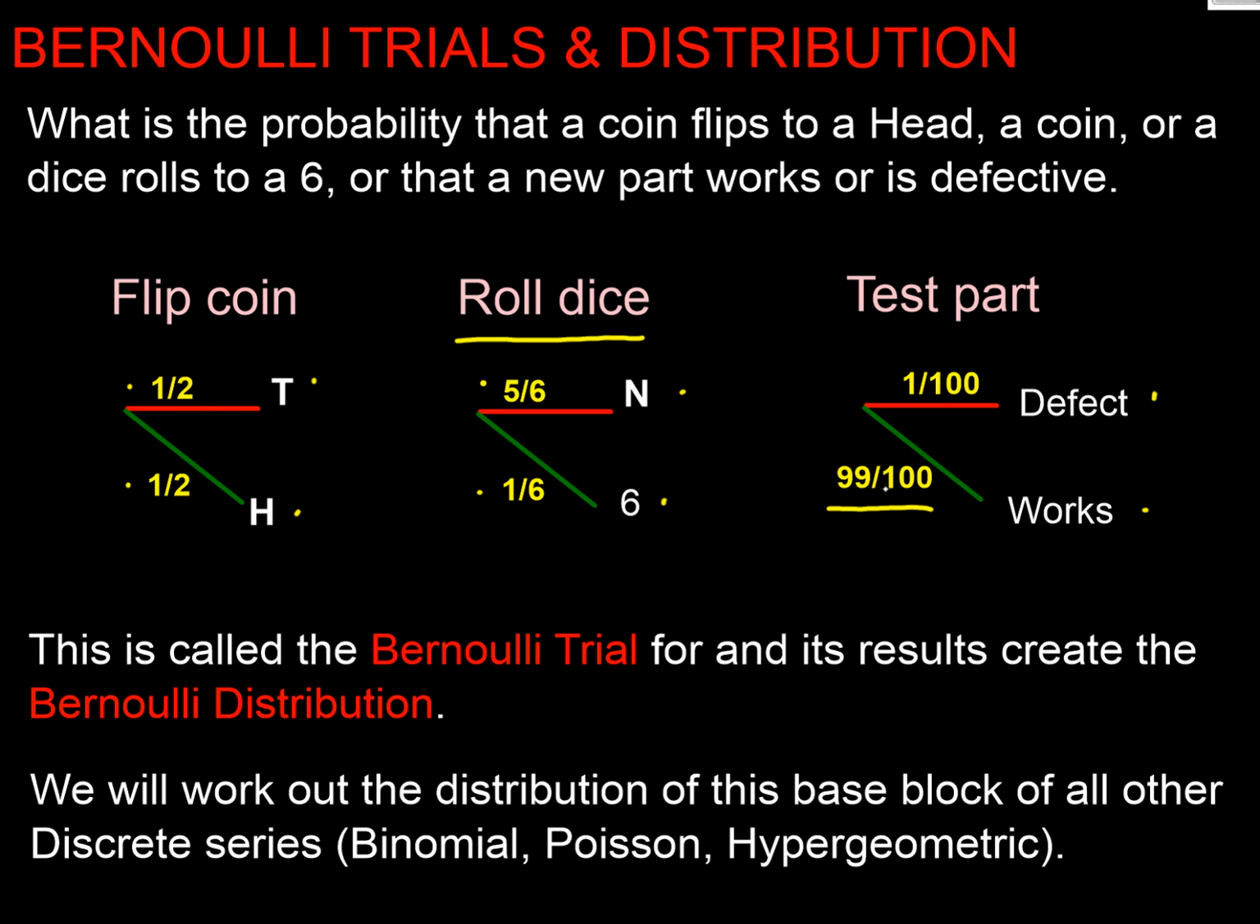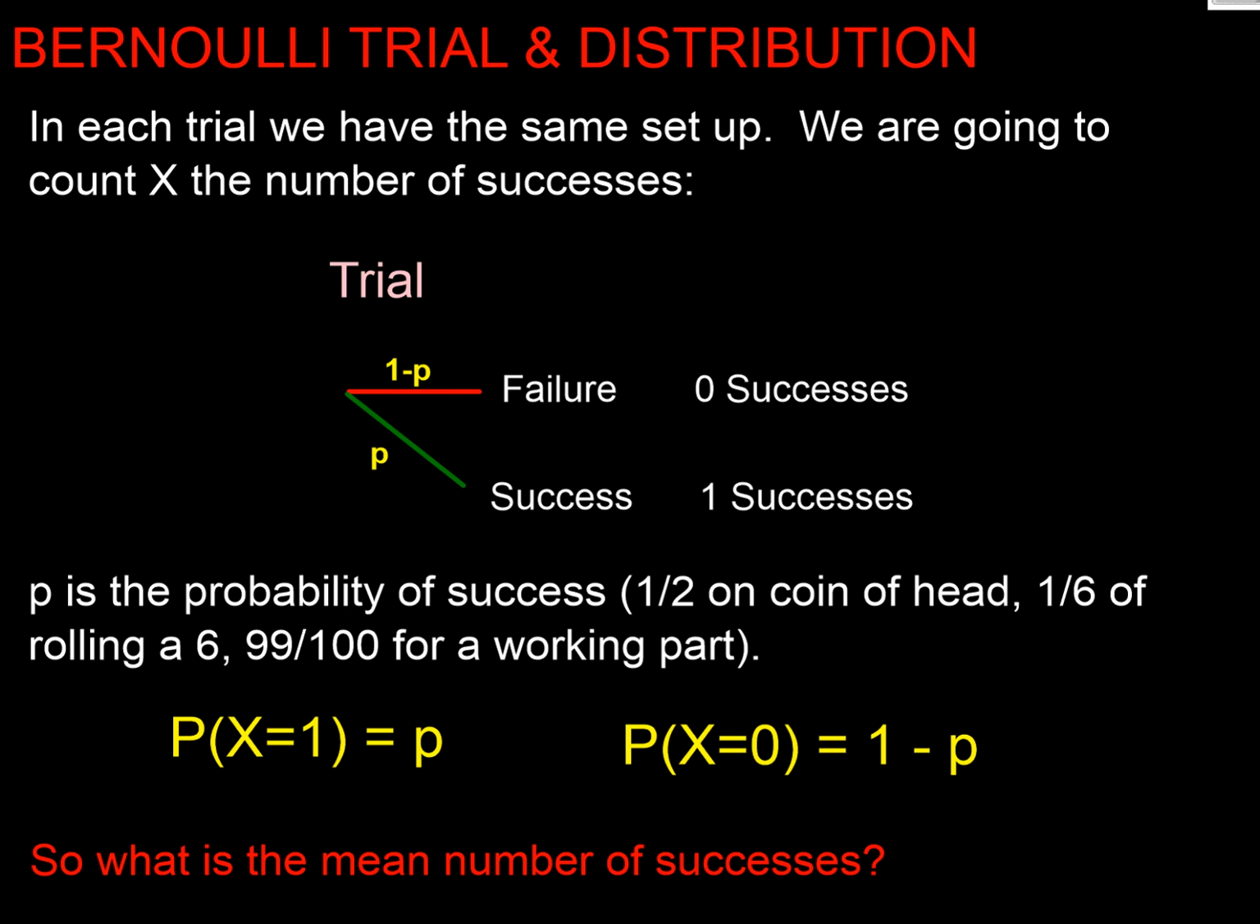And this is absolutely central to all of our work on binomials, Poisson, hypergeometrics, negative binomials, all sorts of things. They all fit together through this. So let's be very clear about our terms that we're working in here. Flipping a coin, rolling a dice, that's called a trial, a Bernoulli trial, and it has an outcome, either a success or a failure.